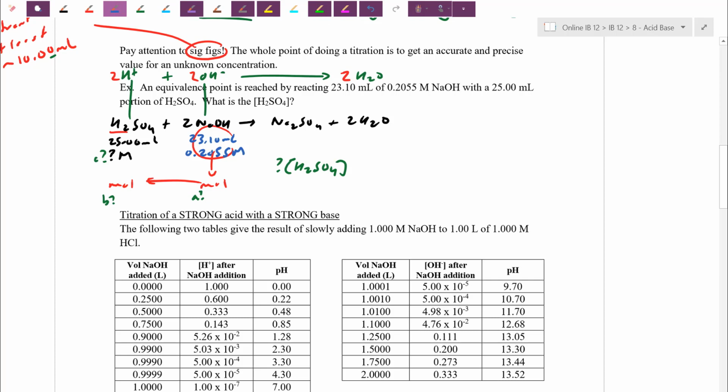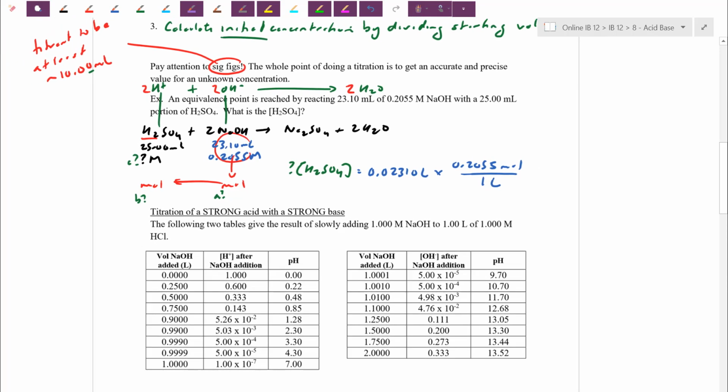For all solution problems here, we're given a volume and a concentration. I always start off with the volume, albeit I need it in liters. So 0.02310. I don't start off with the concentration because concentration hides a mole per decimeter cube. That actually is a conversion factor. So 0.2055 moles for a given liter.